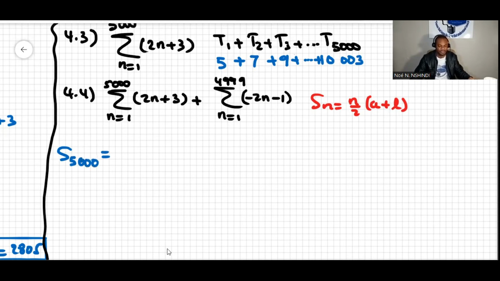So for the first one, the sum of 5,000 terms will be equal to 5,000 over 2, open brackets. The first term is 5, because when we sub 1 over here, 2 times 1 is 2, 2 plus 3 is 5, and the last term is term number 5,000. We sub 5,000 here and we get 10,003. So it's going to be plus 10,003, plus over here.